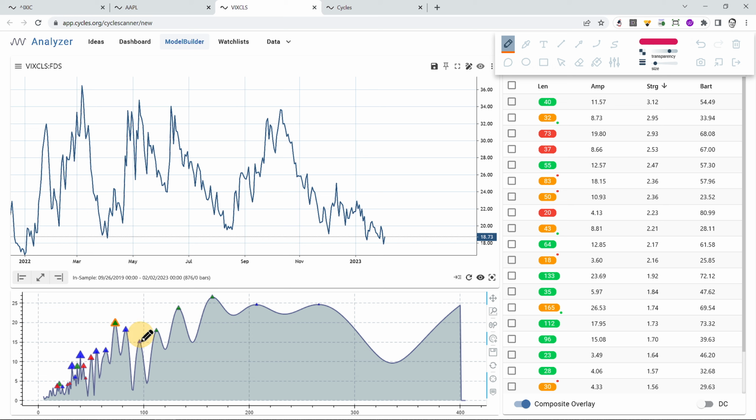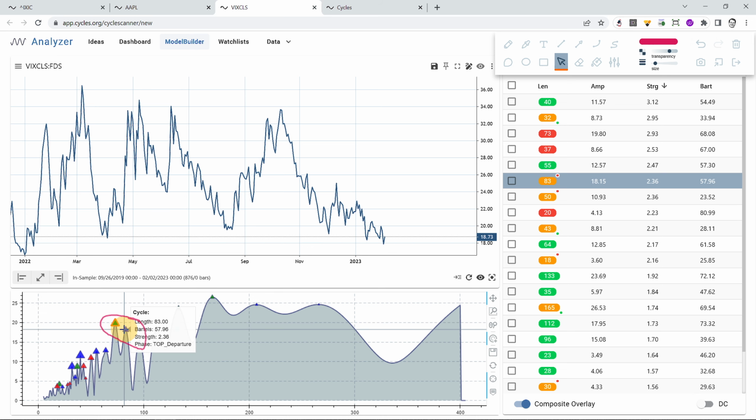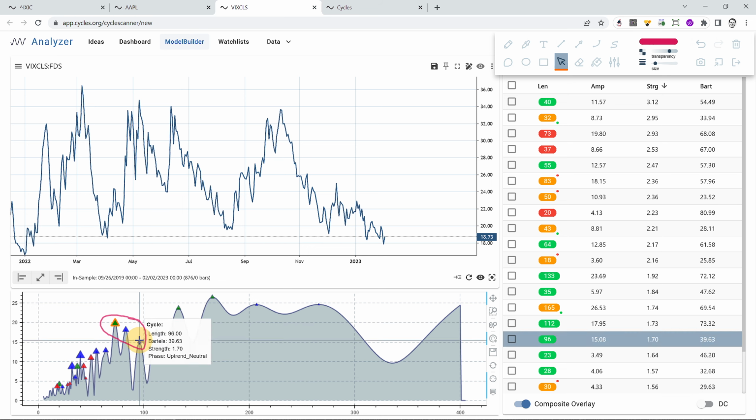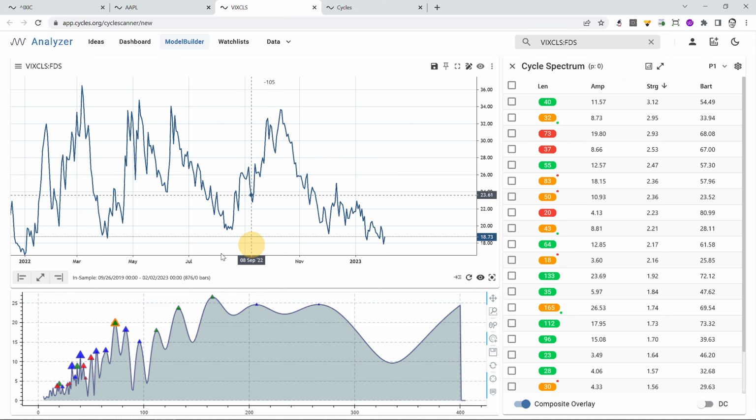Then we have maybe these three cycles, which could be used, and they form a cluster. Now let's see, around 73, 83, 96. So this is a nominal cycle of around 80. This is the cluster around a nominal cycle of 80 days. And this is what we know from past behavior in the volatility index, that there's always a cycle with a length of 80. So these are the three I would have a closer look at.